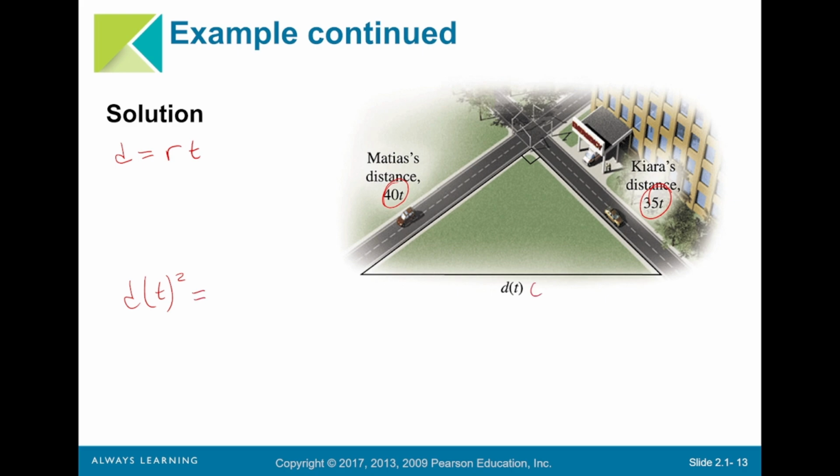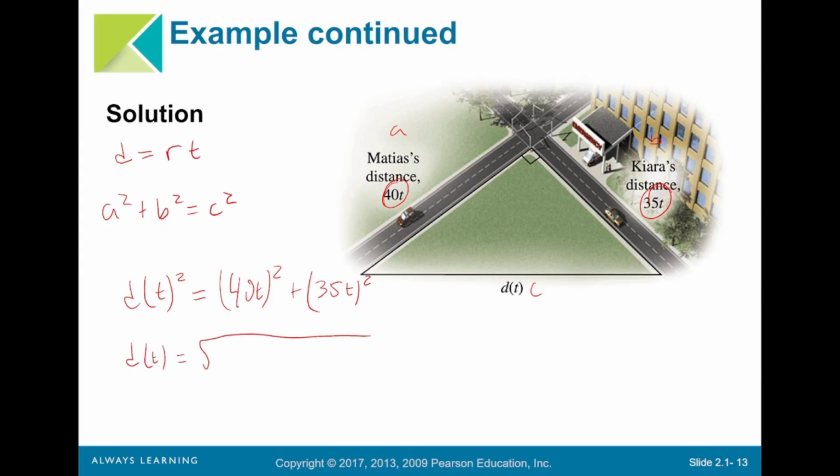So what that means is this is my side C, this is my side A, and this is my side B. And as a recap, we have a squared plus b squared equals c squared. So that's where I'm going with this: d of t squared is actually (40t) squared plus (35t) squared. But I wouldn't want my d of t to have a square on it, so we square root, and we get that our distance is the square root of (40t) squared, that needs to be in parentheses, plus (35t) squared.